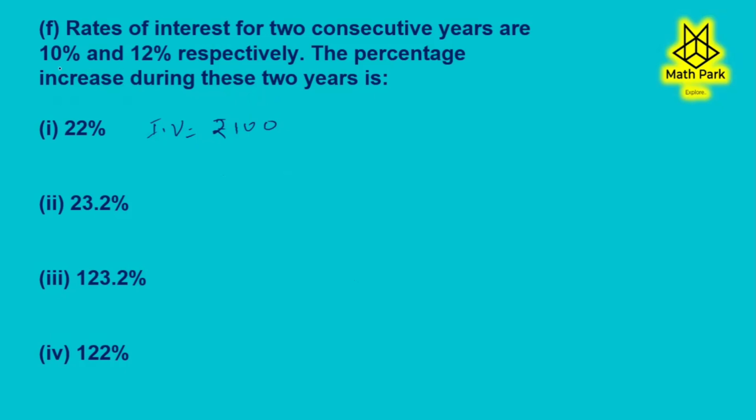Then since it is 10% for the first year, the amount after 1 year is going to be 10 rupees more, so it is going to be 110. After the second year, this is going to be the amount. So for the second year, it is 110 times 12 into 1 upon 100, which we get as 11 times 1.2. We get 13.2 as the interest for the second year.